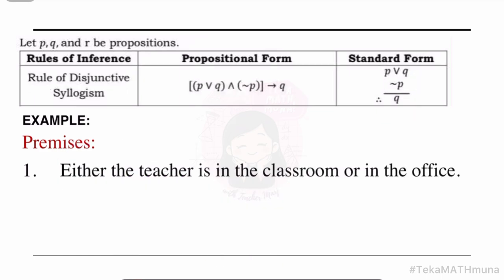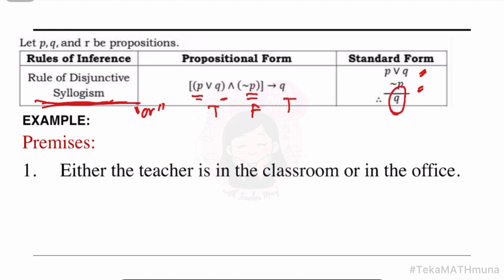Next, the rule of disjunctive syllogism. This rule eliminates one part of an or statement. If P or Q is true and P is false, then Q must be true. Symbolically, this is the standard form. Therefore, the conclusion will be Q.